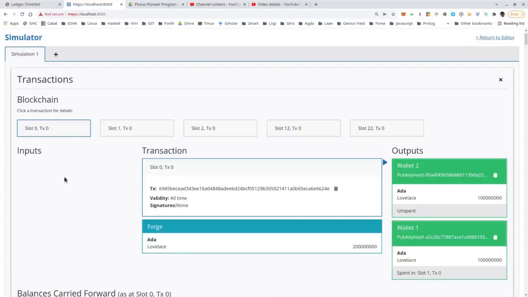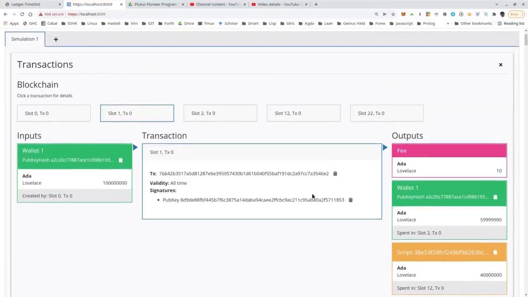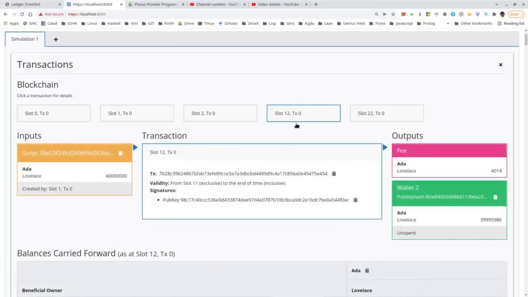Let's go through the transactions. So again, Genesis transaction. Now we have the first gift over 40 ADA locked in the script. Second gift over 30 ADA locked in the script. The first grab by wallet 2, which picks up the first gift, hands it to wallet 2. And the second grab, slot 21, or the transaction here is actually happening in slot 22. 30 ADA, the second gift, also goes to wallet 2.